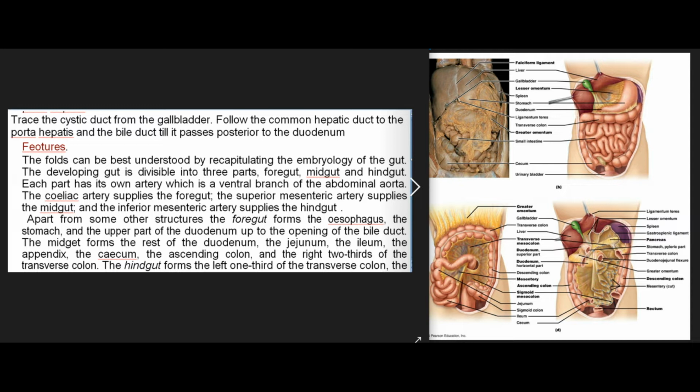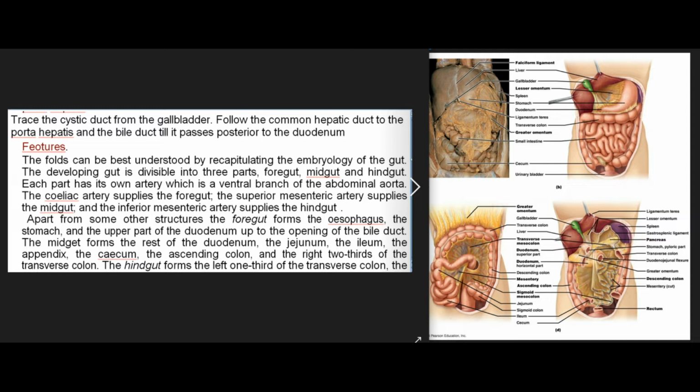The folds can be best understood by recapitulating the embryology of the gut. The developing gut is divisible into 3 parts, foregut, midgut, and hindgut. Each part has its own artery which is a ventral branch of the abdominal aorta. The coeliac artery supplies the foregut, the superior mesenteric artery supplies the midgut, and the inferior mesenteric artery supplies the hindgut.